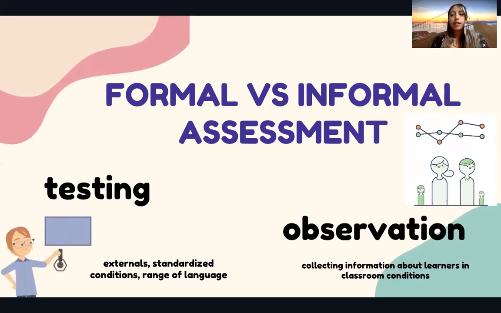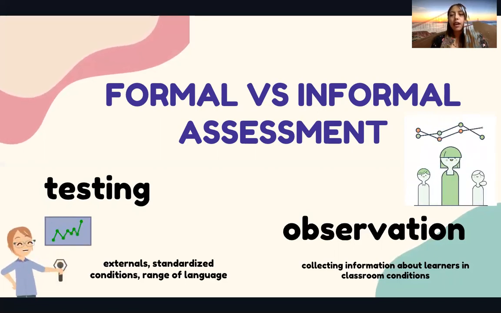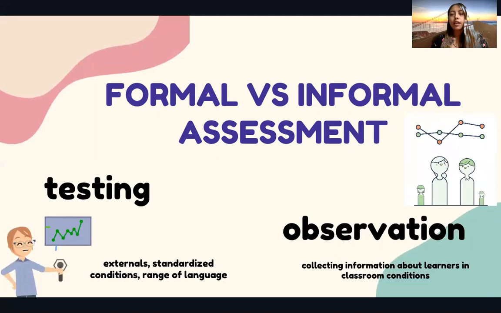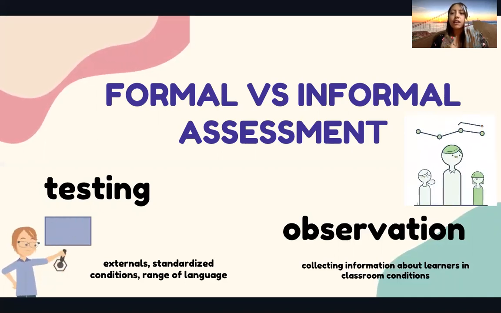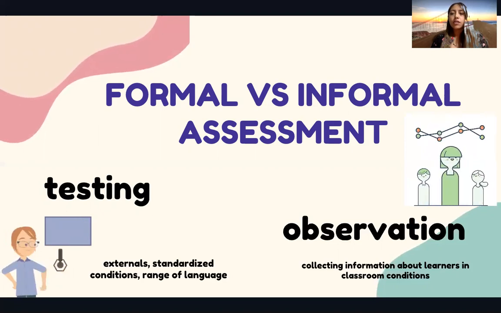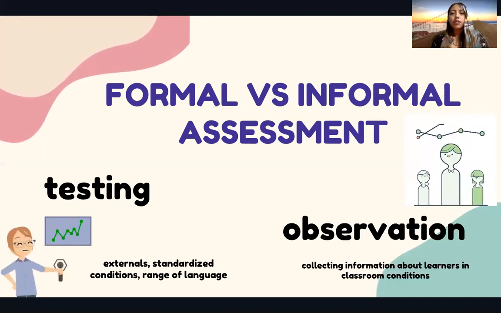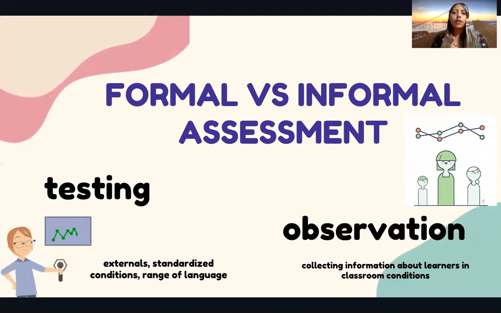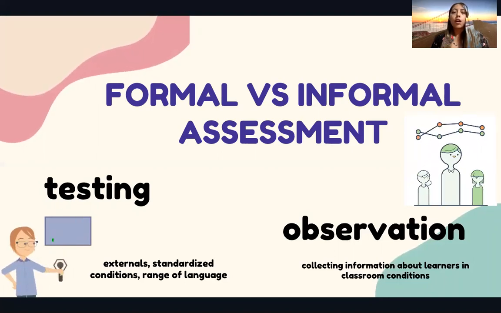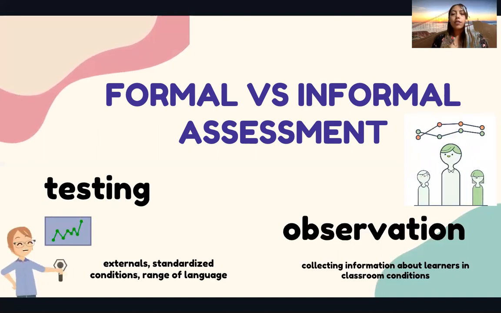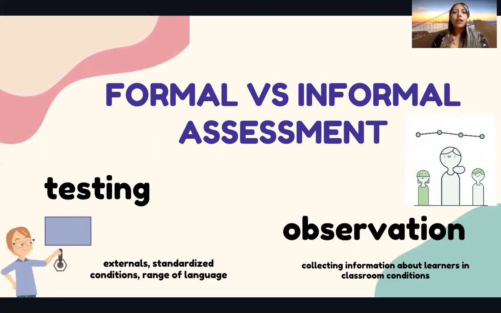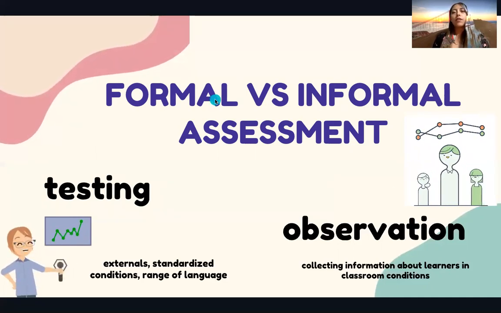Also, Harris told us that it is important that we could infer with continuous assessment and systematic observations because it is going to help us to link informal and formal assessment. So continuous assessment is going to help us to link formal and informal assessment.